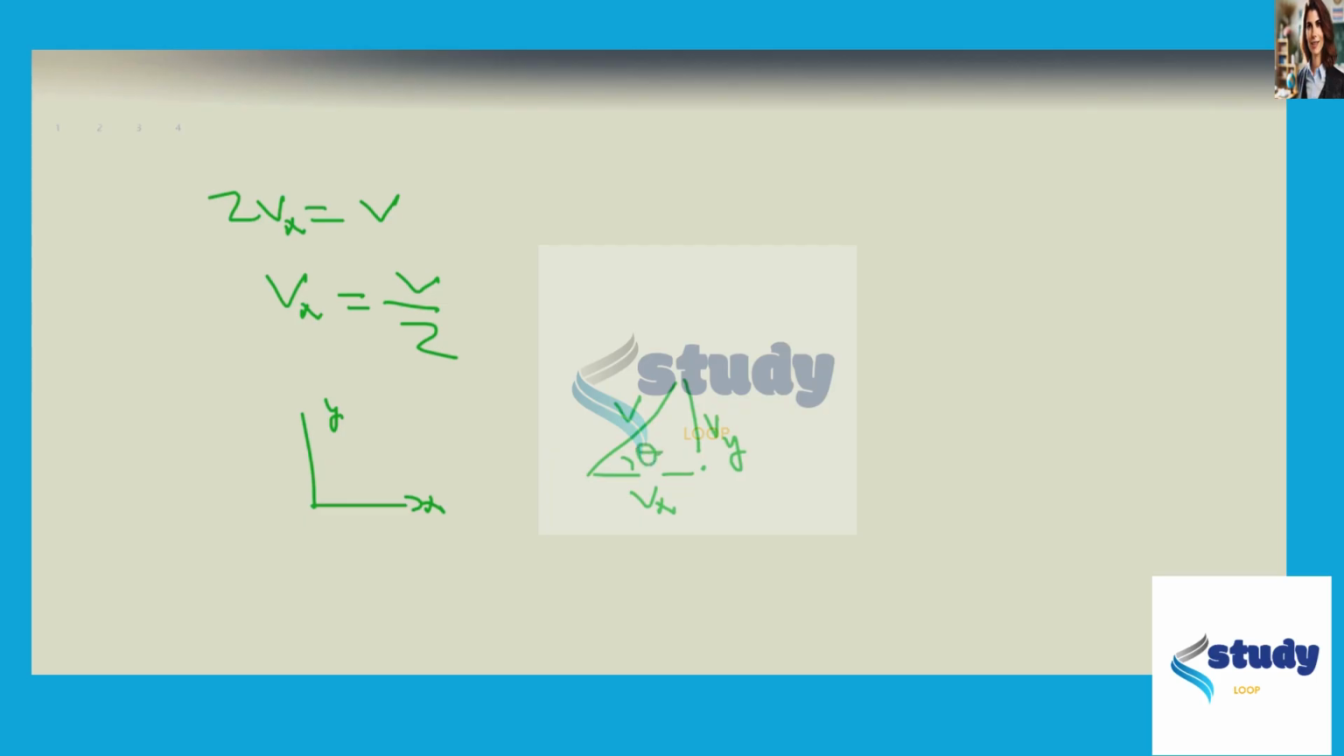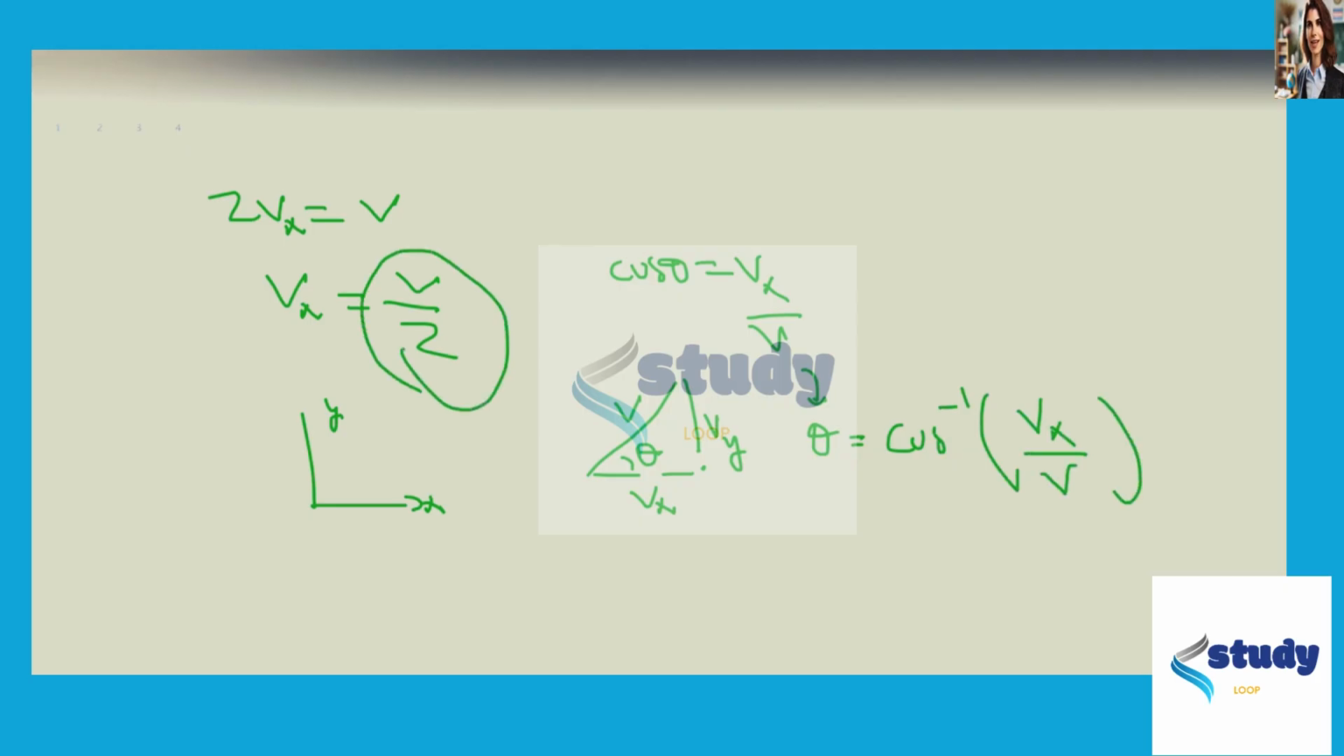And so if you have a velocity v, it has an x component vx and a y component vy. This is theta. So it means that cosine of theta has to be vx over v. So theta has to be cosine inverse of Vx over v. But then remember, Vx is v over 2, so this is cosine inverse of v over 2 over v, which is just to say the v's cancel. So this is like saying the cosine inverse of 1/2. And that's going to give us 60 degrees.